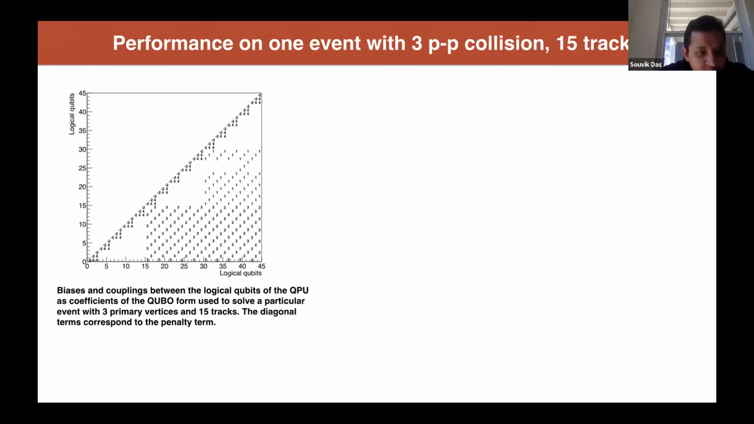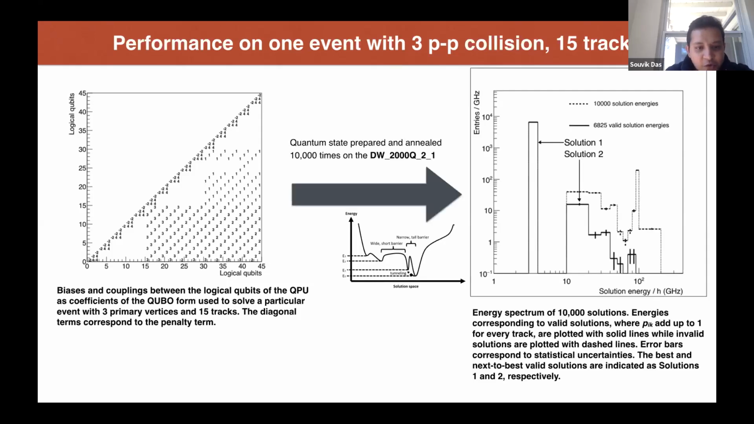On the left is a lower triangular matrix, and this represents the biases and couplings between the logical qubits of the QPU, as coefficients of the QUBO form that was used to program the D-Wave to solve a particular event with 3 primary vertices and 15 tracks, where we know exactly what the Monte Carlo truth is.